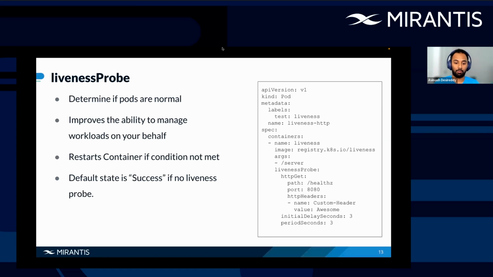So in this case, in the snippet, we are using an HTTP GET probe, where inside the liveness container there is a web server running, which is exposing a /healthy endpoint on port 8080. So what the kubelet does is it sends an HTTP GET request on this particular port, 8080, on the healthy endpoint.